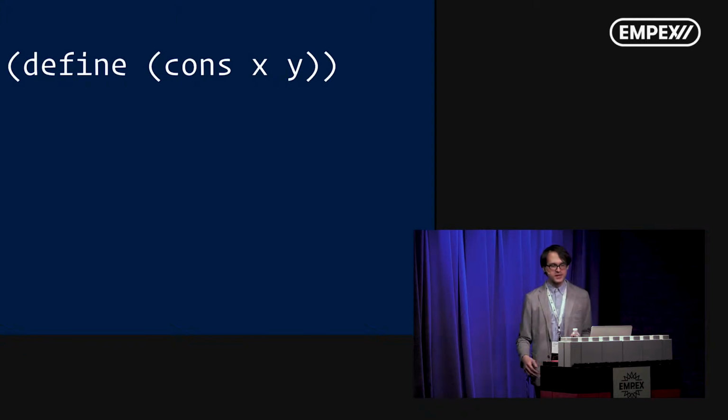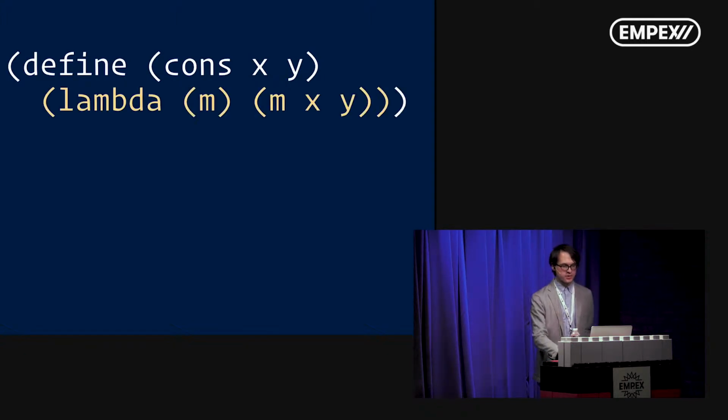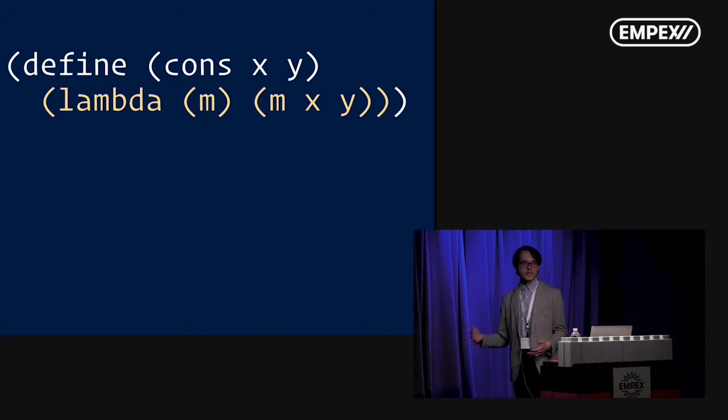The way they do this is that the constructor function returns a new anonymous function that takes another function m and operates on x and y with that m. So the way the pair is actually represented is not like a thing, but it's literally just the action of acting on those two data values.